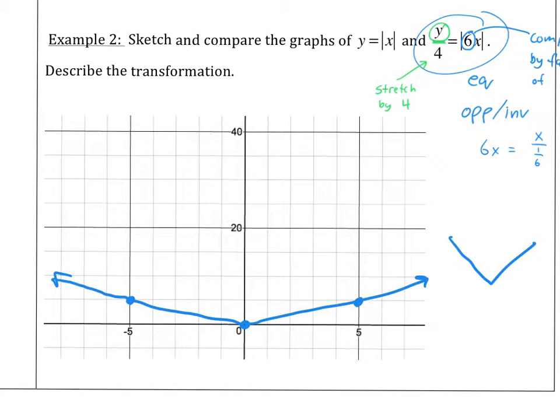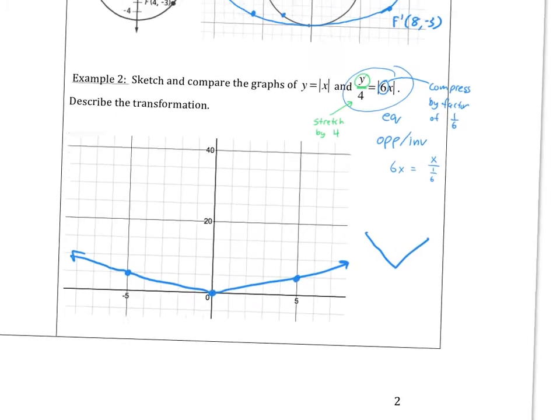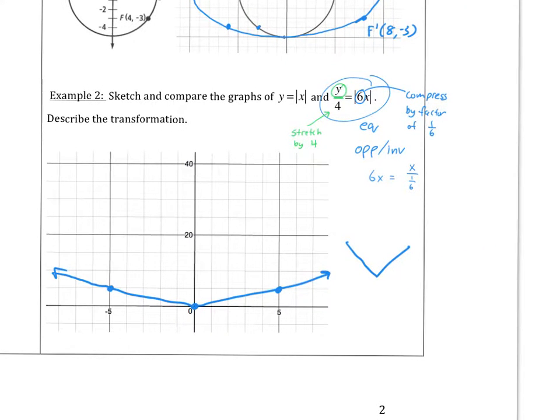So this is the parent function, whether we like it or not. This is what the original function looks like. So how do we stretch things? We're going to do 2 things at once. We're going to squash it in by 6, and we're going to stretch it up by 4.